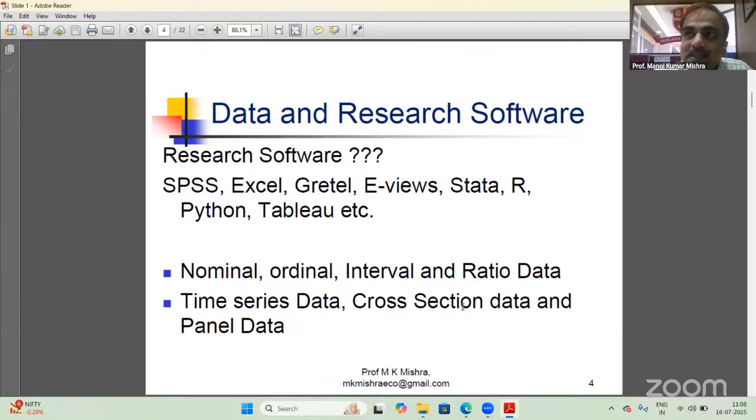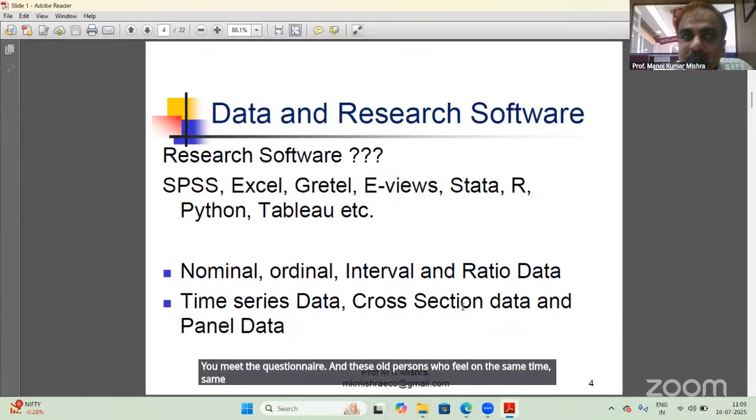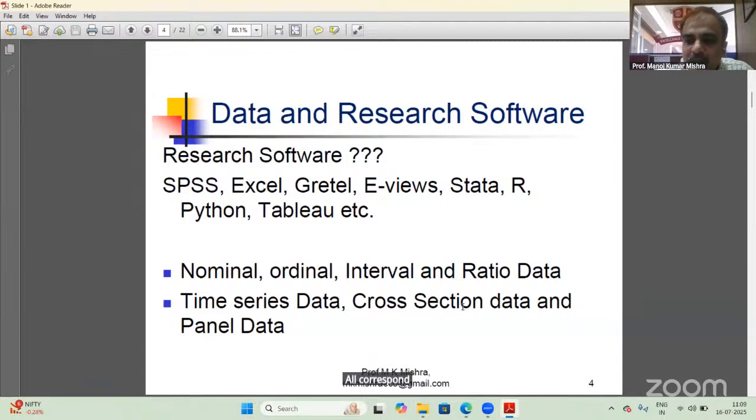A questionnaire study is cross-section data. You make the questionnaire and give it to all persons to fill at the same point in time. All the respondents fill it and submit it. This is the cross-section data. This is the survey data. This is also called the survey study.